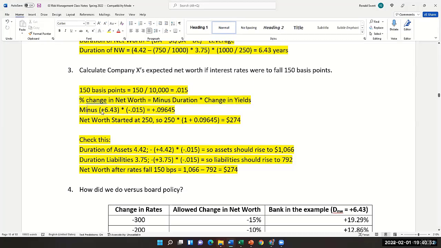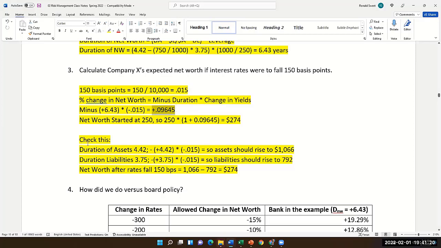So we got minus, and duration of net worth was 6.43. Notice I put the plus sign there. I'm always real clear. Is duration positive or negative? And did rates rise or fall? So we got minus positive 6.43 times negative 1.015. So if interest rates were to fall 150 basis points, this firm's net worth would actually go up 9.6%.